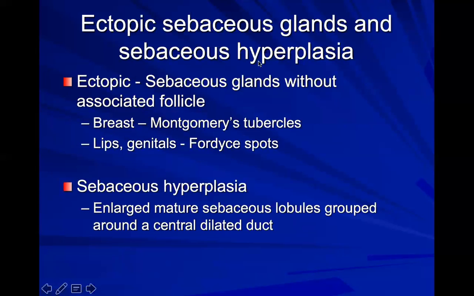So first you have ectopic sebaceous glands and sebaceous hyperplasias. These are not neoplasms, right? If you have sebaceous glands on your lips or genitals, they're called Fordyce spots. On your breasts, they're called Montgomery's tubercles.